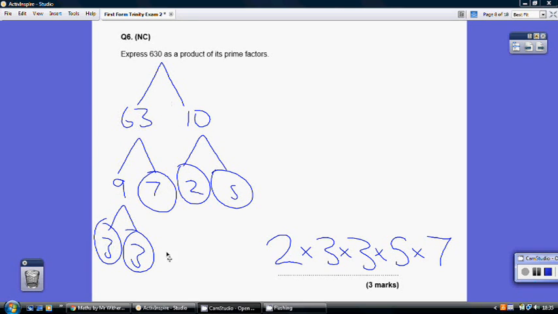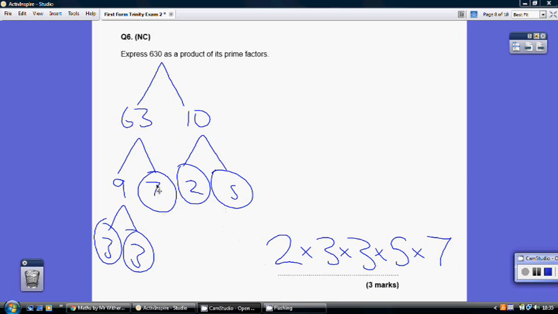So this is our workings here. We've got a 3, a 3, a 7, a 2 and a 5. Now it's a nicety to put them in numerical order. So it's nice if we do this, it just makes it easier for the marker. So we've got the 2, 3, 3, 5, 7.